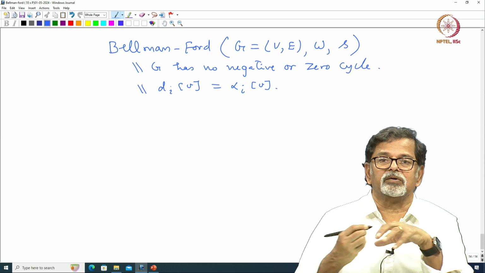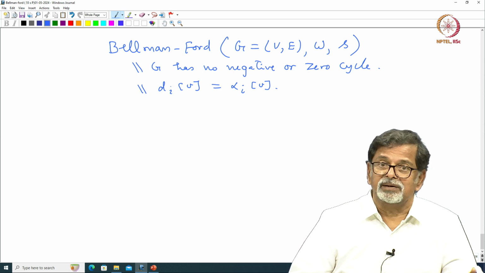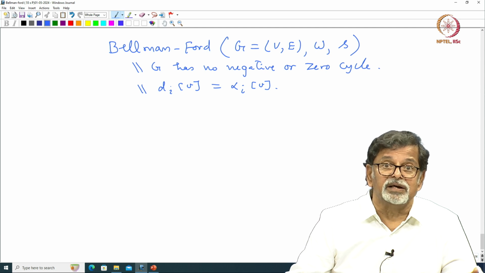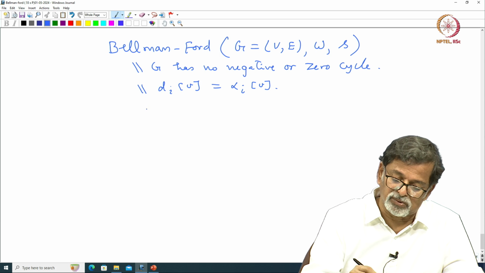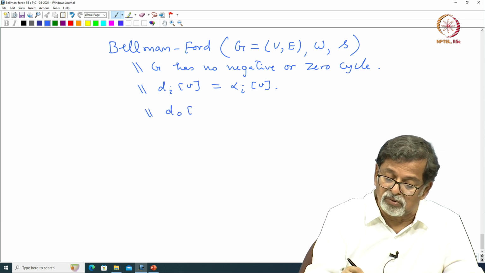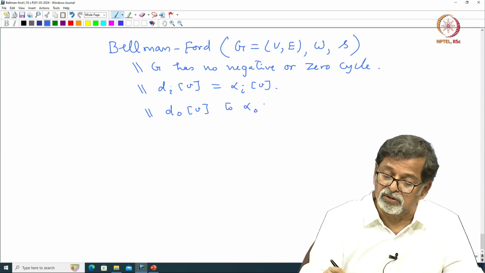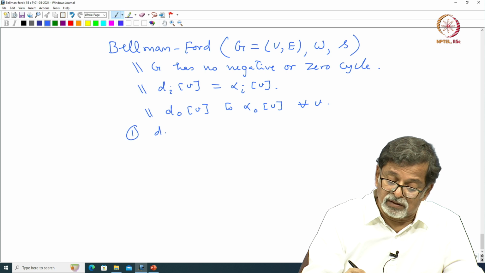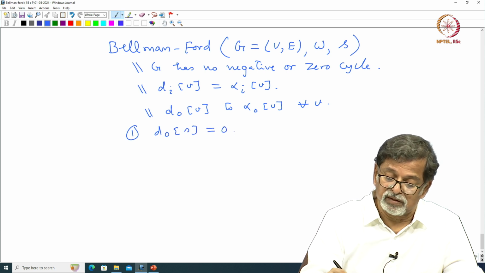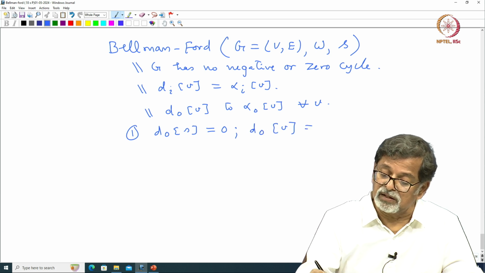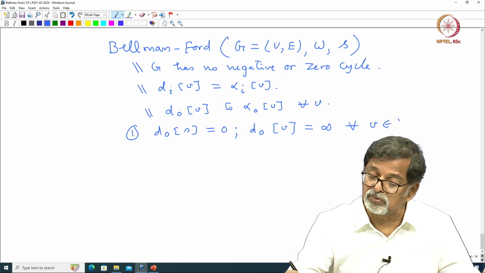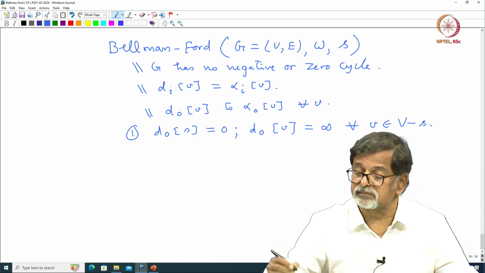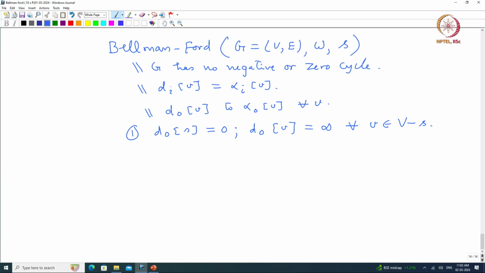So, we have to compute in our code the values D i V. Since our goal is to have alpha i V, the alpha i V based recurrence is used for the computation of the D values. So, I initialize D0V to alpha 0V for all V. So, this is the first step. In the first step, D0S is 0 and D0V is infinity for all V belonging to V minus S, V minus the small s. Okay. So, you have initialized.